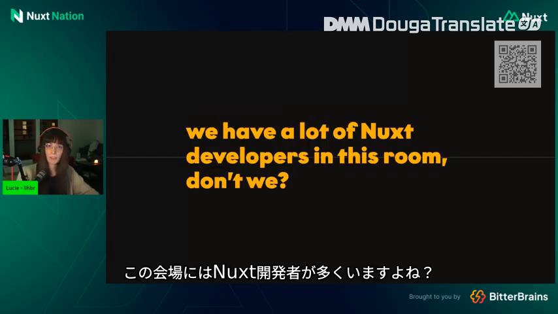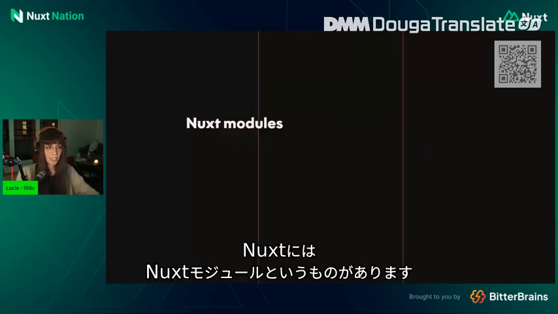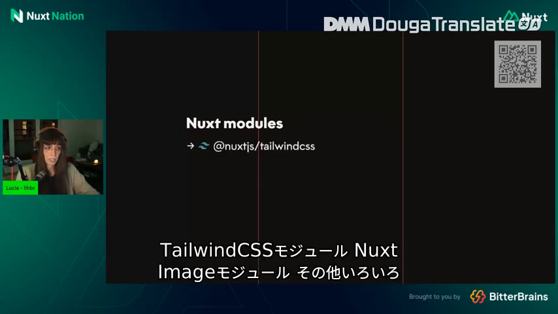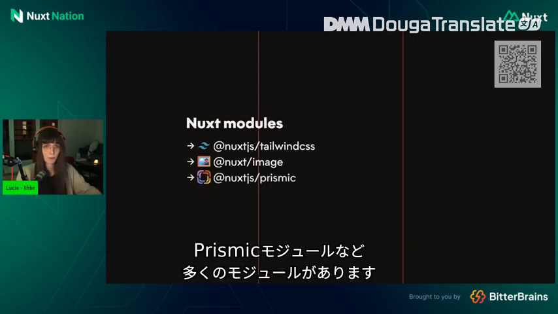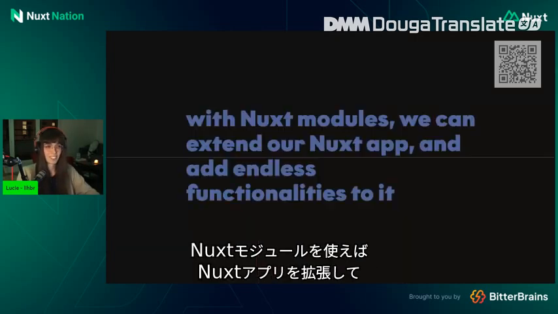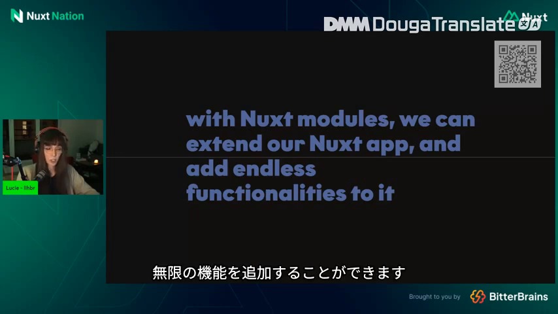So we have a lot of Nuxt developers in this room, don't we? Well, in Nuxt, we have something called Nuxt modules. We have the Tailwind CSS module, the Nuxt image module, a random one, the Prismic module, and many others. With Nuxt modules, you can extend your Nuxt app and add endless functionalities to it.